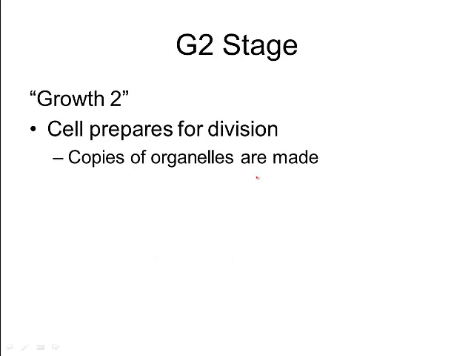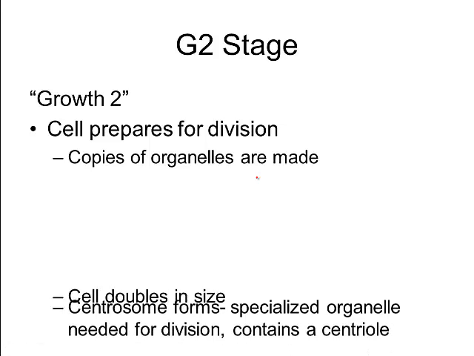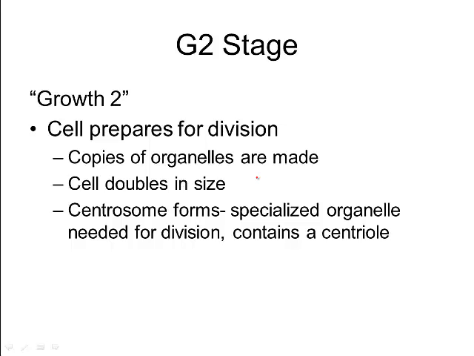We're going to make copies of essential organelles, because remember, if you're going to make a new cell, it's got to have all the organelles that it needs to have. So the mitochondria will get copied. They'll make some copies of endoplasmic reticulum. They'll make sure there's enough ribosomes for the new cell. All of that stuff is going to get made in duplicate so that both cells have what they need. The cell will double in size typically at this point. Right before division, it'll get really, really big.